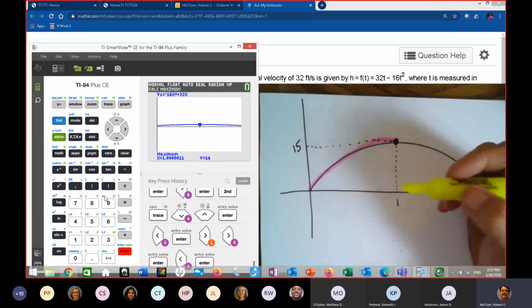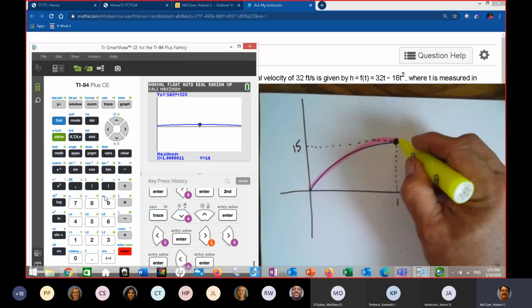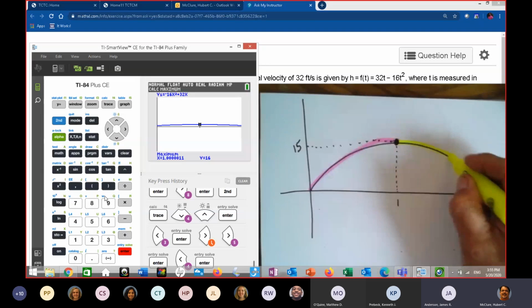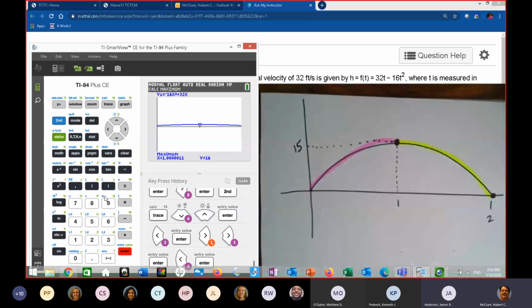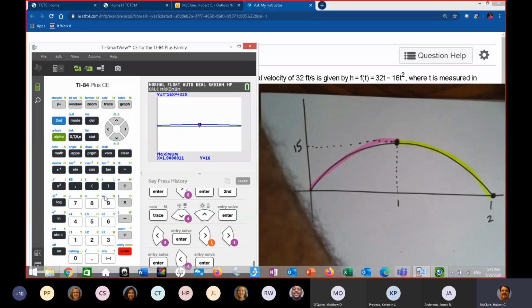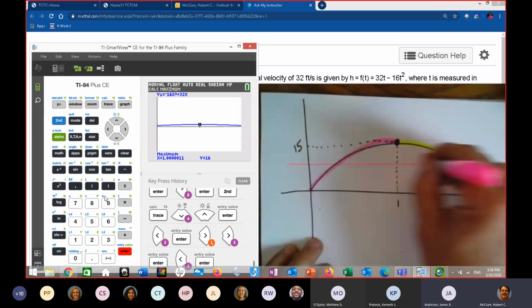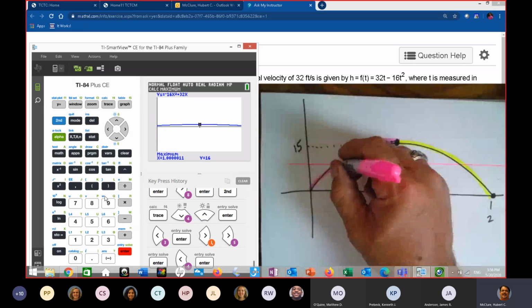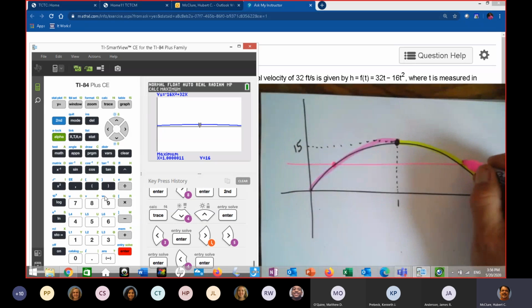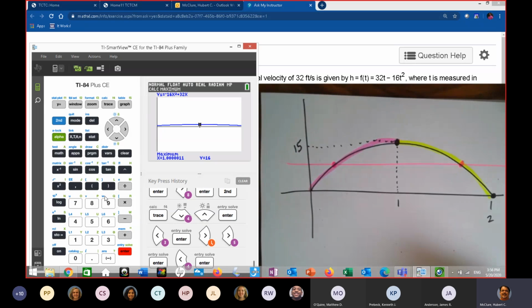Now, the way that this question, I want everybody to make a note of this. This question is going to focus on the pink side and the yellow side. Everybody with me? That's what they're going to focus on, because this is not a one-to-one function. If you take your handy-dandy horizontal line test and you draw a horizontal line, how many times does it cross the horizontal line? Twice. So it's not a one-to-one.